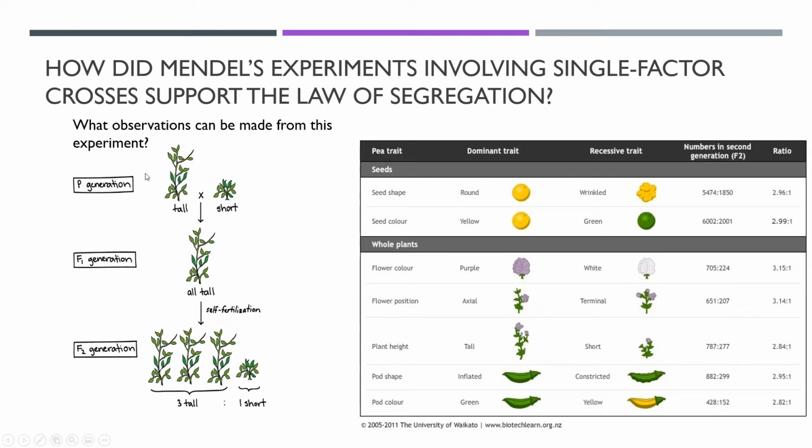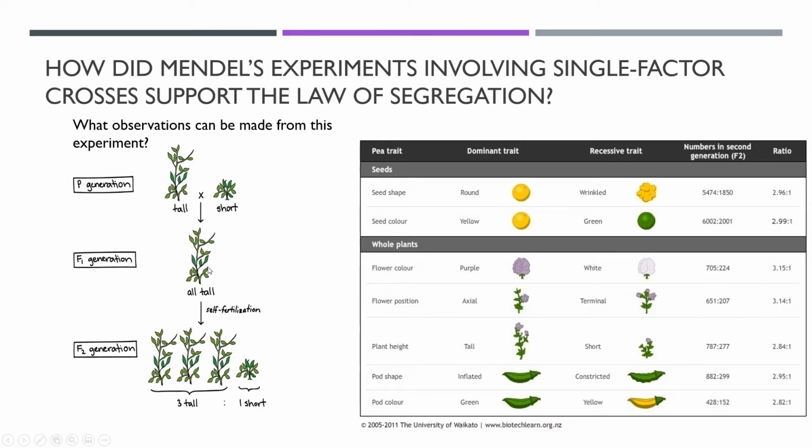So you'd take some plants. He had a tall plant and a short plant. He would cross-fertilize between the two. And he found that the F1 generation, the offspring from the parent generation, the P generation, were all tall. And he was like, okay, that's interesting. So there must be a trait that overpowers the other one, that's dominant to the other.